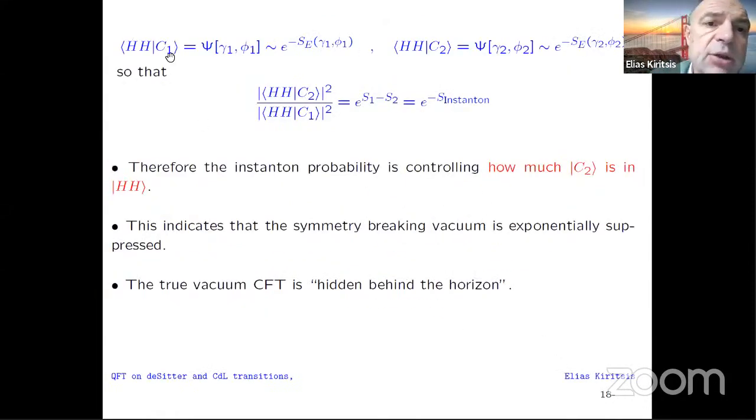So, if you want to calculate the overlap between the symmetric vacuum, the symmetric ground state, with the Hartle-Hawking state, that's the associated wave function with the appropriate boundary conditions. And this is given from a holographic definition by e to the minus the on-shell action at the associated data. The same is true for the symmetry breaking vacuum. You have to calculate the associated on-shell action. And then when you compute the ratio of these two amplitudes, this is the difference of the two actions. And this is precisely the renormalized instanton action of Coleman. Therefore, the instanton probability is controlling how much of the broken vacuum is in the Hartle-Hawking state of the false vacuum CFT compared to the true vacuum. So, in a sense, of course, first it indicates that the symmetry breaking vacuum is exponentially suppressed. On the other hand, the true vacuum CFT is hidden behind the horizon.